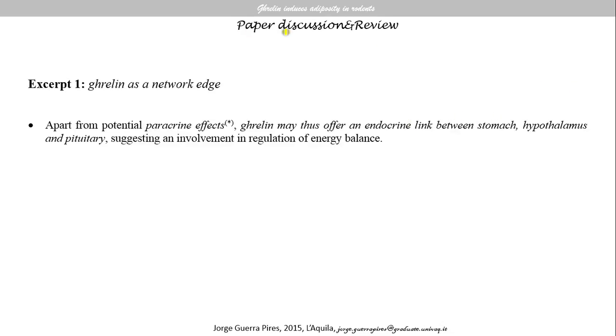So the first excerpt is that Ghrelin works as an edge of a network. Basically, you can think like this: you have a node, and Ghrelin is the one that makes this connection happen. And as we're going to see, the connection we are talking about is between the stomach, the hypothalamus, and the pituitary gland.